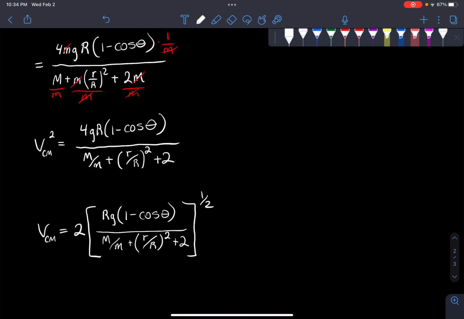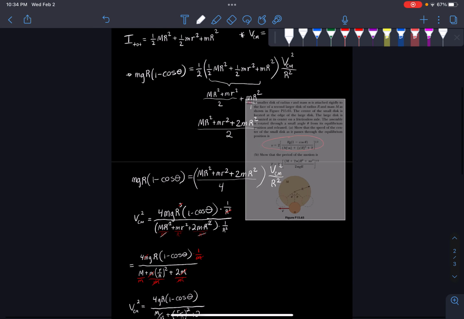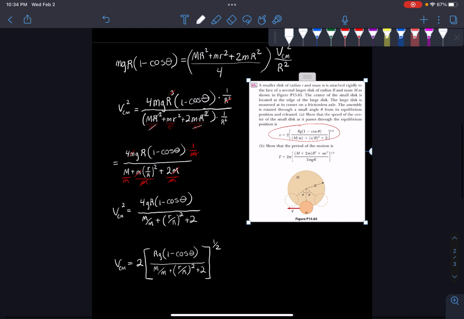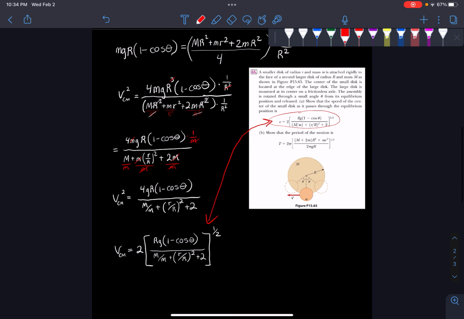And I believe, let's just move this down. And that looks pretty good. So here we have shown that the velocity of the center of mass equals that complicated expression. Okay, so now the next question says, show that the period of this motion is another long expression. Okay, so for that, we are going to have to do a little more calculation.